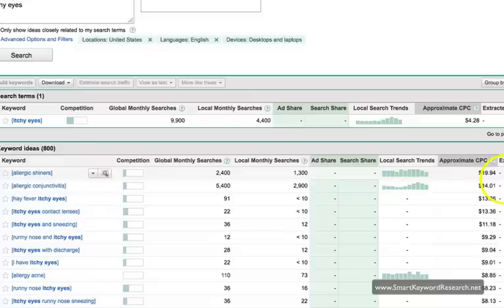Now again, do not be fooled by the mirage of approximate cost per click. This really has nothing to do with the amount of money that you're going to get. There's a slight correlation. The higher the approximate cost per click, the better. But don't expect to get anywhere near $19 a click. That's not going to happen. So I'm seeing that this term has 1,300 local monthly searches, decent competition bar, great approximate cost per click, and a fairly consistent search trend throughout the year. So let's go ahead and investigate this term and see whether or not the competition is beatable.